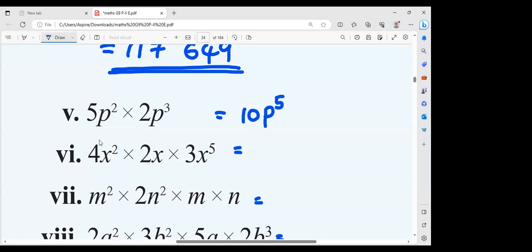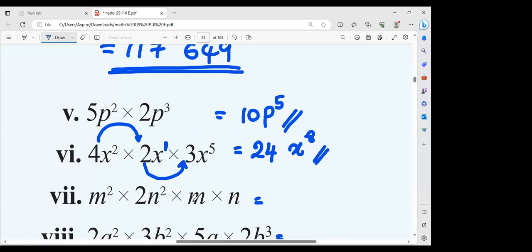Then here, there are 3 coefficients. 4 times 2, 8. 8 times 3, it's 24. Then here, there's no coefficient. In such case, coefficient is 1. Then now x to the power of 2 times x to the power of 1 times x to the power of 5 means x to the power of 8.